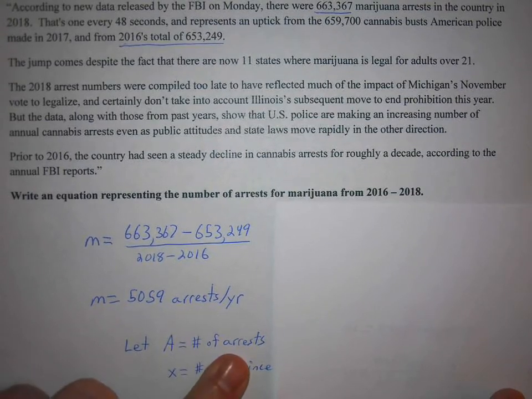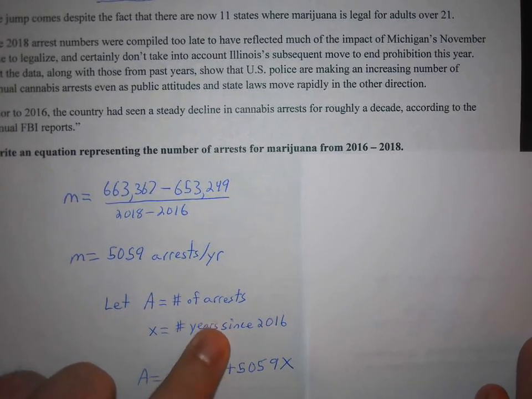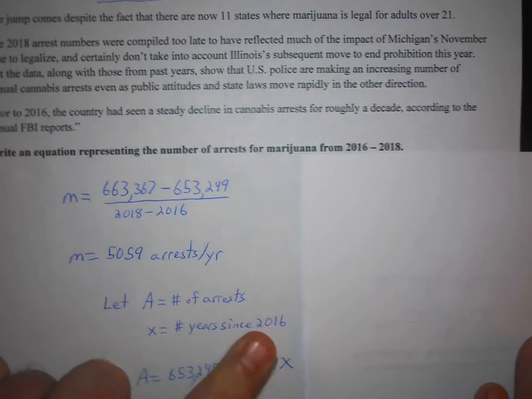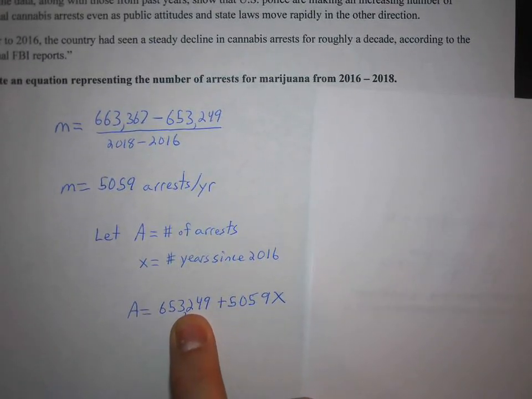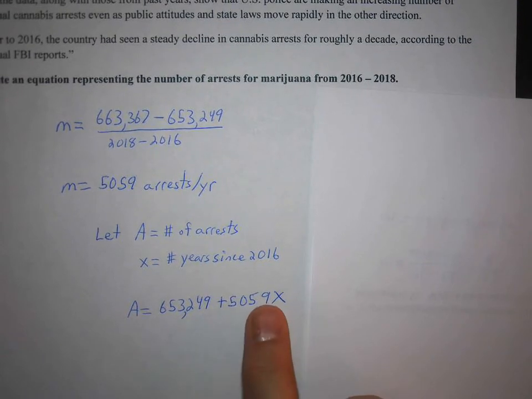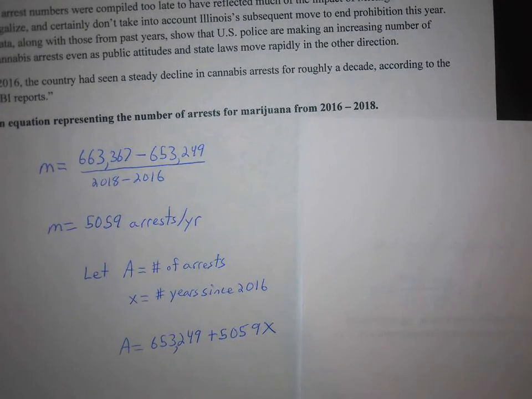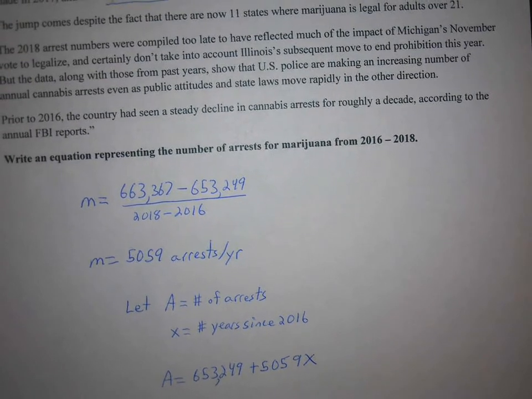Okay, and then when you define your variables, again, if I said let A be the number of arrests and X the year since 2016, because that's your starting year here, you have everything you need. 653,249 plus 5,059 times X number of years that went by. Okay, so that is looking at how to write the equation through 2 points when you're given them in a word problem.